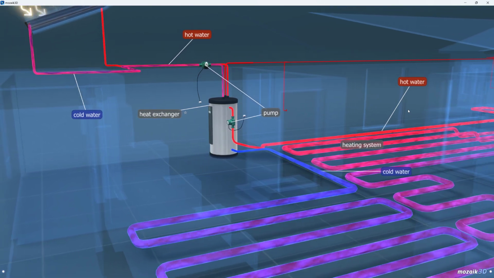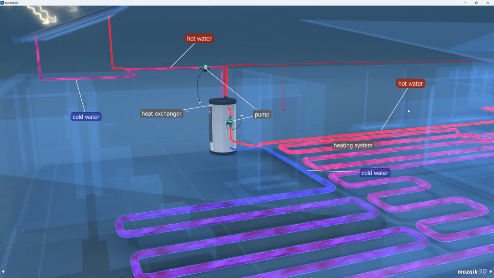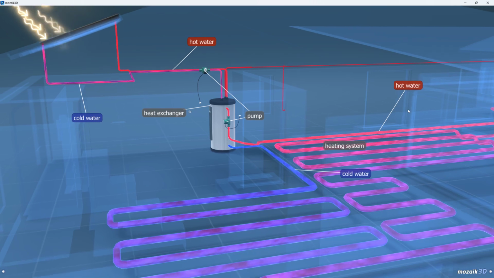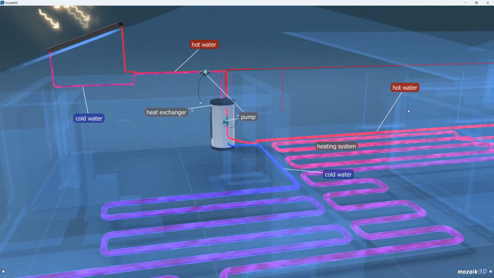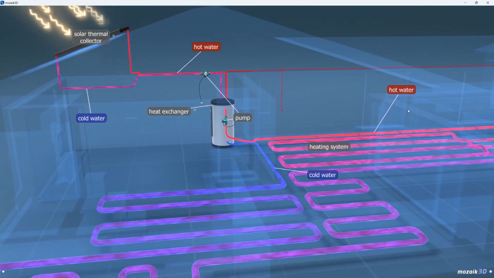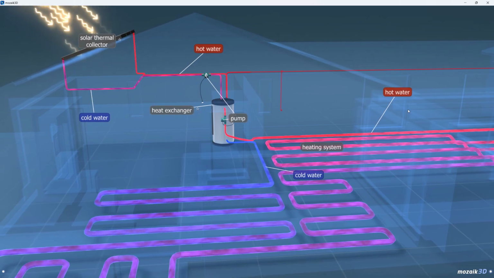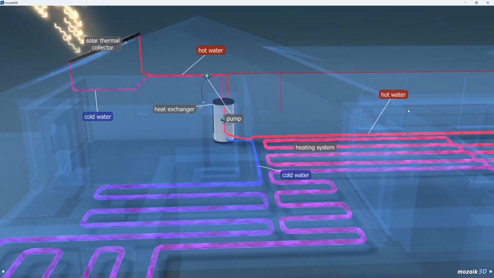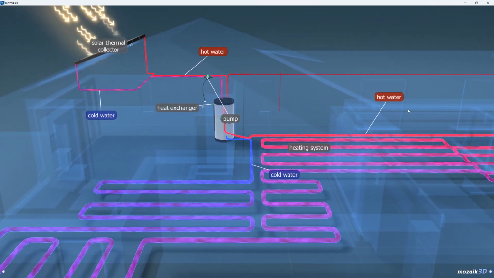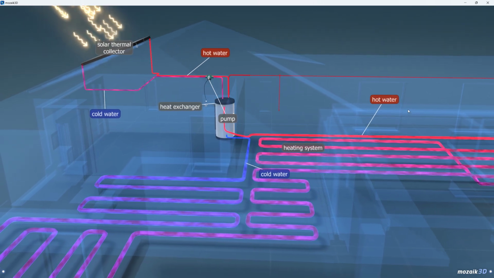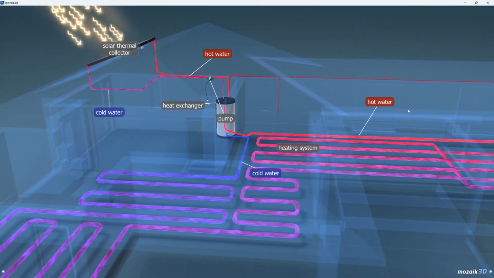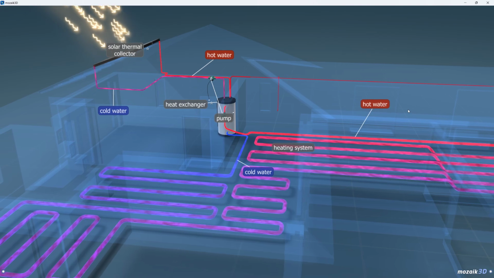A secondary heating system is usually added to solar water heating systems, as solar thermal collectors do not provide energy when there is not enough sunlight for a long time. This auxiliary heating system can be an electric heater built directly into the hot water tank, or a gas boiler connected in series to the solar heating system.